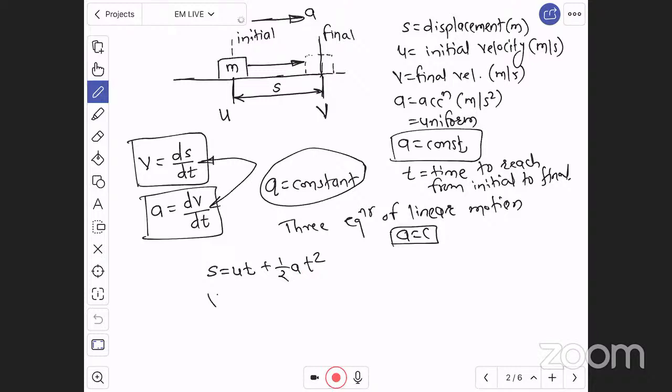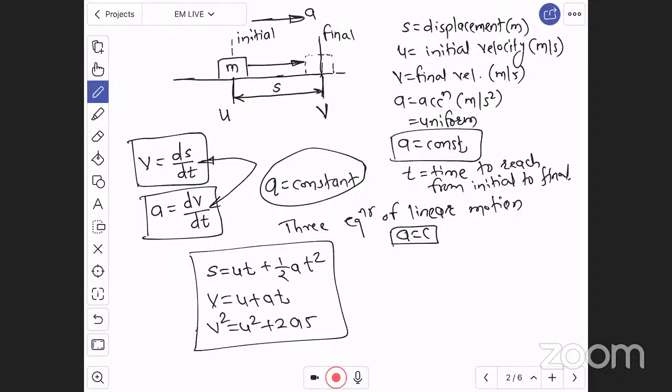The second equation is v is equal to u plus at. And the third equation is v square is equal to u square plus 2as. These are the three equations of motion. Always remember them. These equations are for constant acceleration, that is uniform acceleration. With the help of these equations, we are going to solve the first 2-3 questions, and after that, we are going to solve questions on inertia. Now, let us solve the first question.